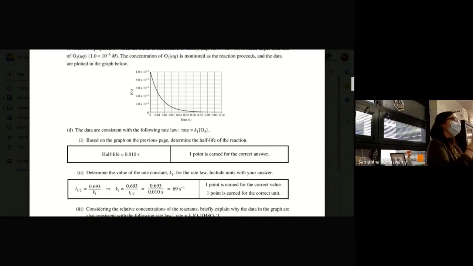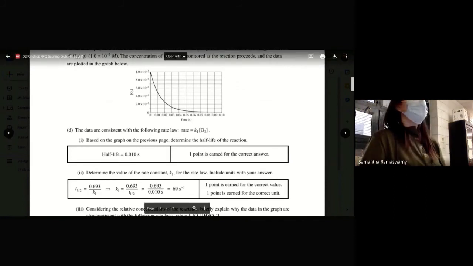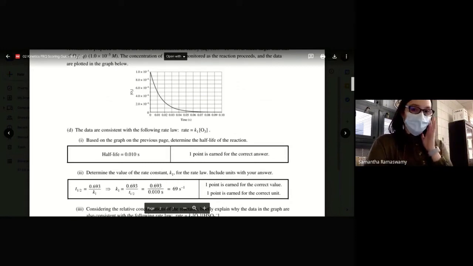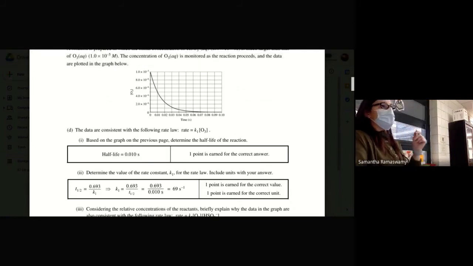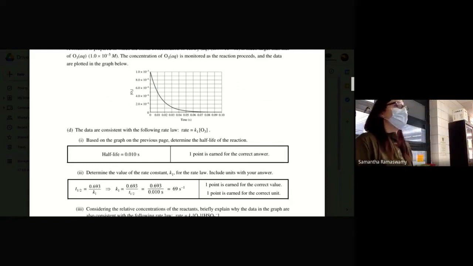So to determine the half-life, you can just use the graph. Initially, you have 1 times 10 to the negative 5th molar. Half of that would be 5 times 10 to the negative 6th. And if you're like, I can't do that in my head, you have a calculator on the free response. You can do 1 e negative 5 divided by 2. Find half of it, 5 times 10 to the negative 6th.